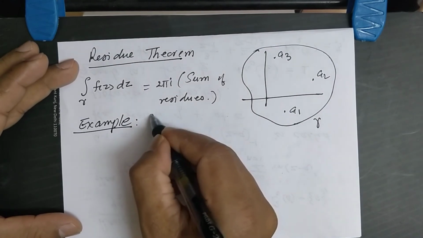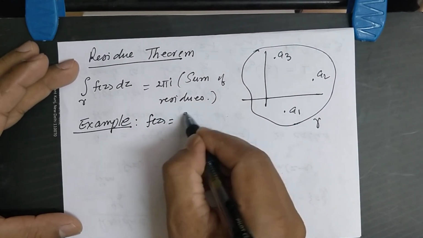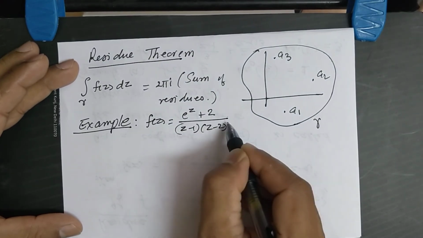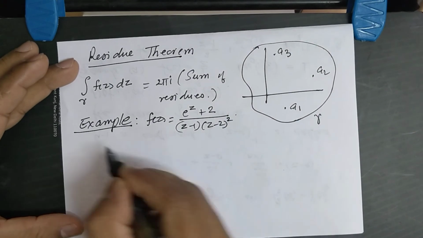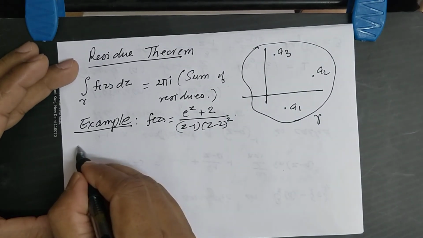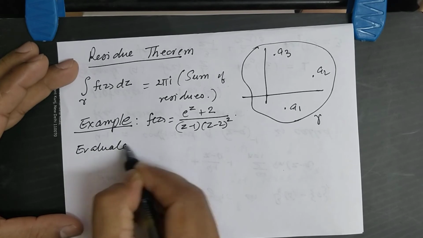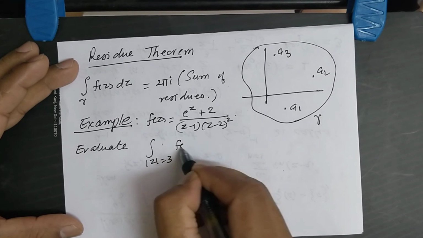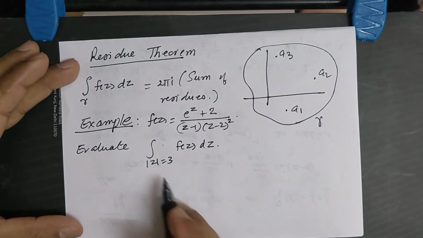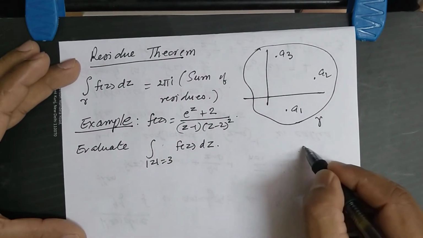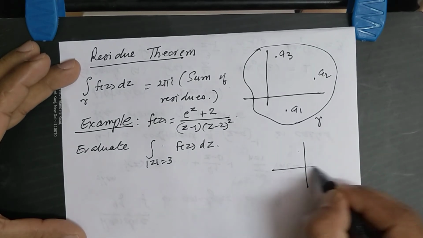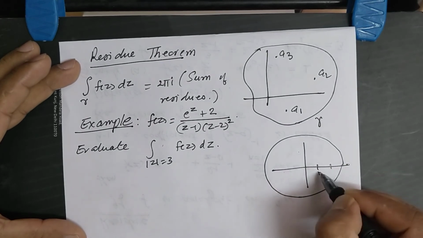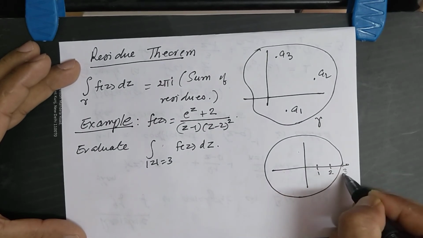So I will take f of z to be equal to e raised to z plus 2 divided by z minus 1 and z minus 2 square, let us say. And the question is to evaluate the integral over mod z equal to 3 of f of z dz. Let me draw the diagram. With radius 3, I draw a circle. I have the point z equal to 1, z equal to 2, and here let's say z equal to 3.